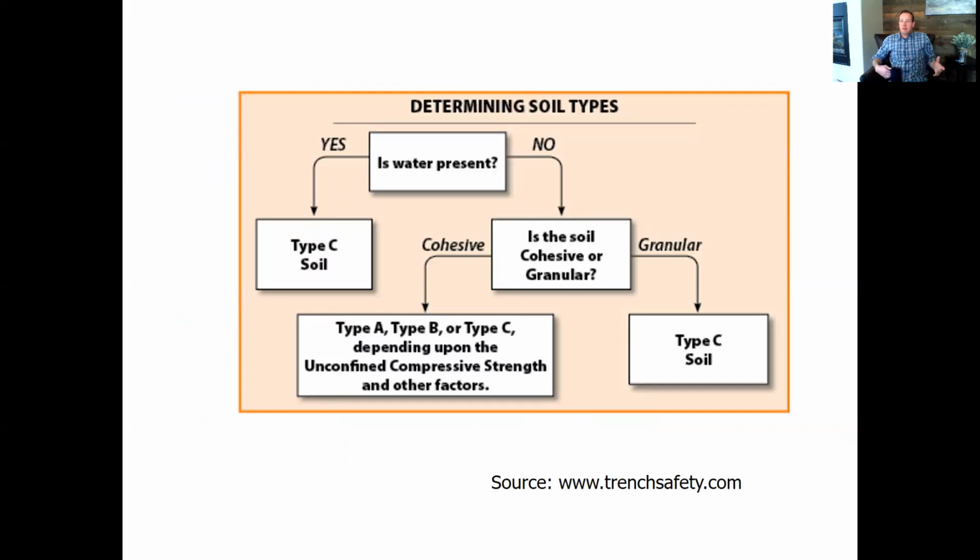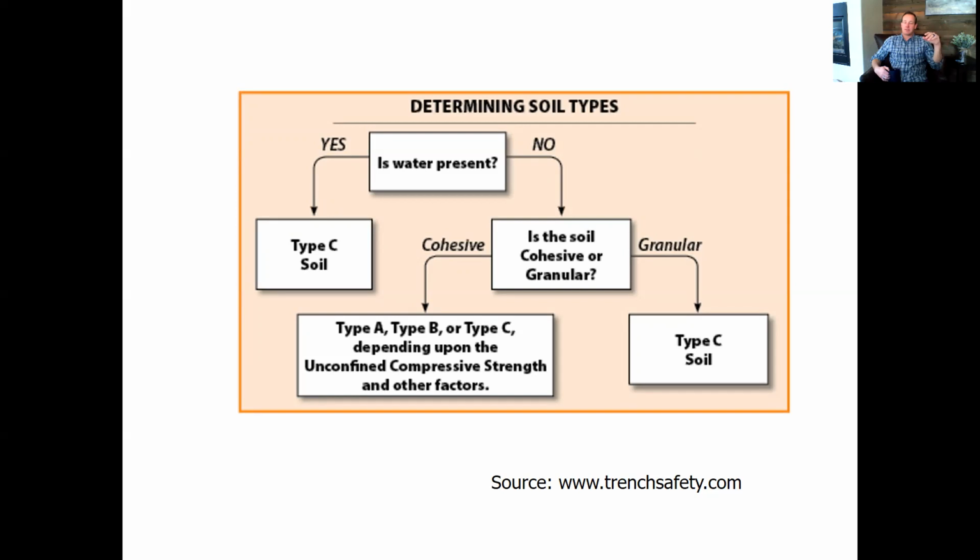Now, this is a very easy chart to determine what type of soil we have. So the first question you ask is, water present? If there's water present, we automatically go to type C, no matter what it looks like. Even if it's a cohesive fat clay, if there's water in there, we treat it like a type C. If there's no water present, we have to ask ourselves, is the soil cohesive or granular? If it's granular, it could be a type A, B, or C.